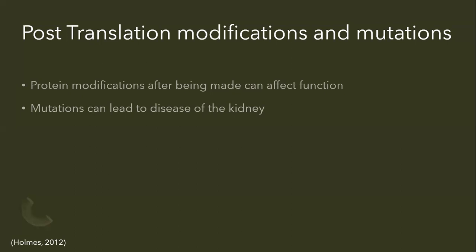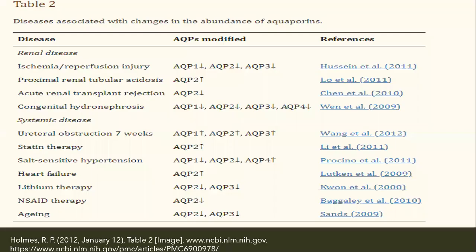Mutations in the AQP1 can also cause kidney problems. An example, there's a mutation in the AQP1 that is linked to the risk of kidney stones. Your body is more likely to produce kidney stones, which can be very painful to deal with. So changes in the AQP function can lead to diseases.